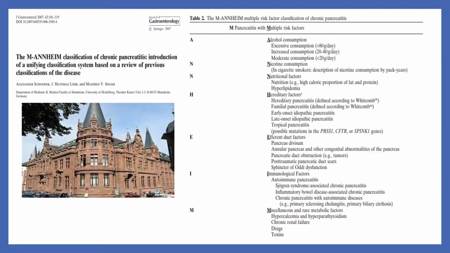Well, it's very ingenious. They decided that M is for pancreatitis, but with multiple risk factors, so therefore it's an M. Then of course nicotine is important. I skipped alcohol: excessive consumption, increased consumption, moderate consumption. So it attempts to classify how patients behave. Nutritional factors, hereditary factors, which are very important. Efferent duct factors, which really relate to all issues of pancreatic and biliary anatomy. Immunological factors that are less significant, and of course other miscellaneous causes.